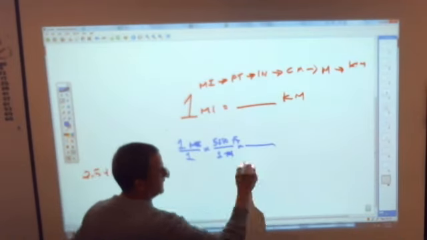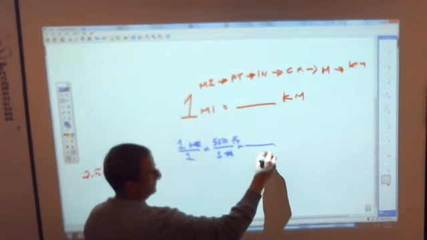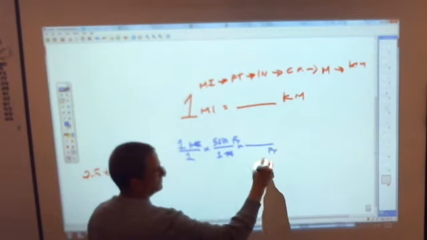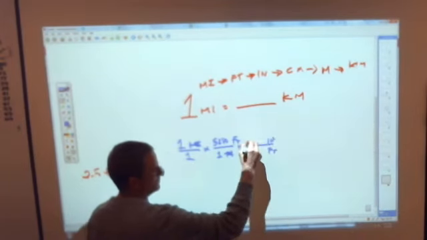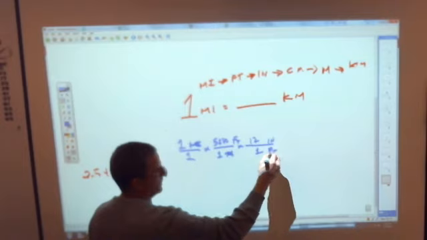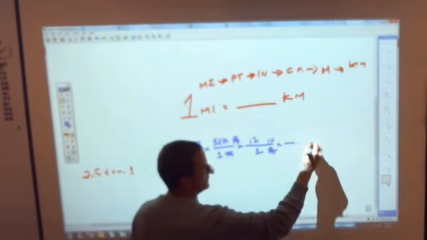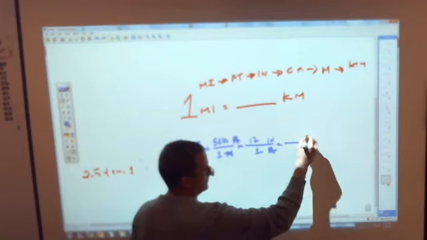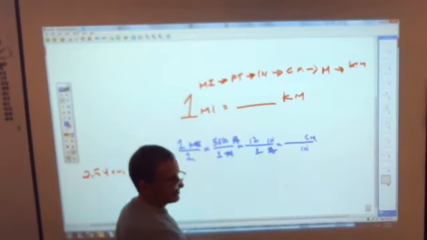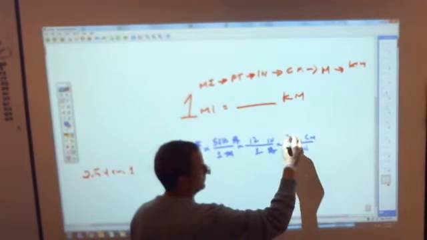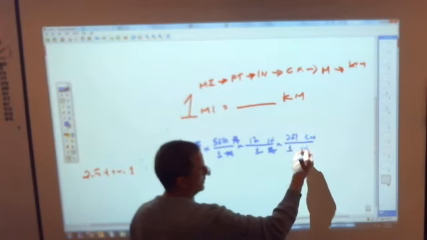What do I have to put on the bottom of my next one? Feet. What am I changing it into? Inches. How many inches in a foot? 12. So now I've changed miles into inches. Now I need to change inches into centimeters. How many centimeters in an inch? 2.54. So I cross off my inches.